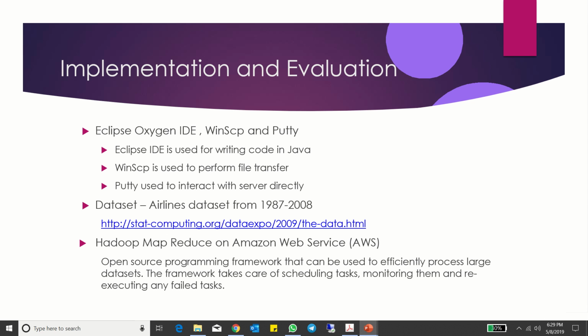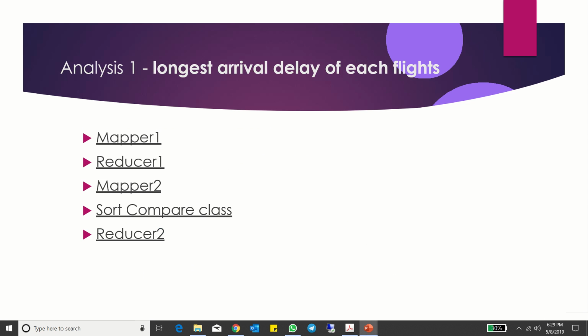Hadoop MapReduce on Amazon Web Services, AWS, is an open source programming framework that can be used to efficiently process large datasets. The framework takes care of scheduling tasks, monitoring them, and re-executing any failed tasks. So we have done some analysis.